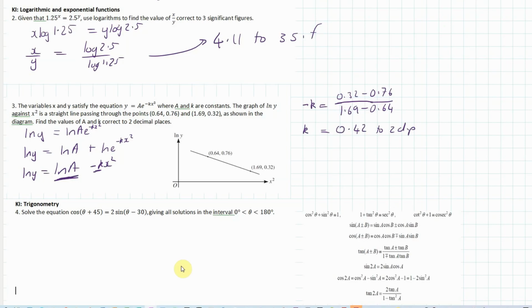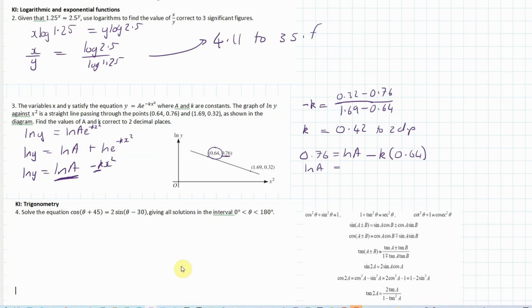Now, if I want to find the value of ln a, I can now chuck in some values. So I know that ln y, for instance, is equal to this bit here. So I can go 0.76 equals ln a minus k, which I've found in the previous question, times, and my x squared value is this one here, 0.64. And then we have everything known, so we can get ln a by itself by moving the minus k times 0.64 across the other side.